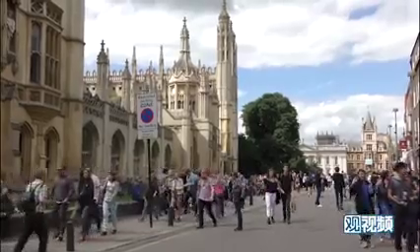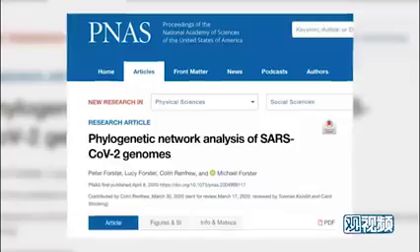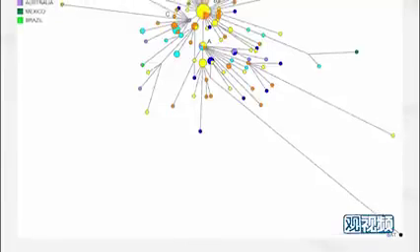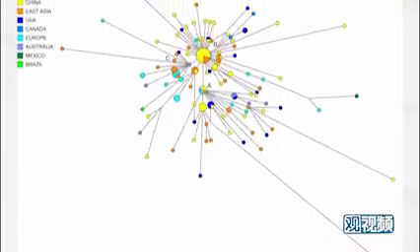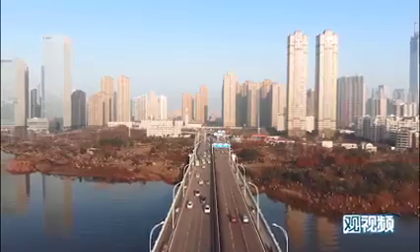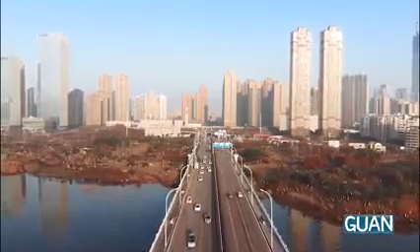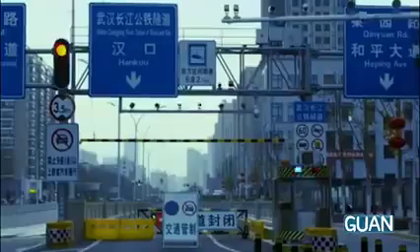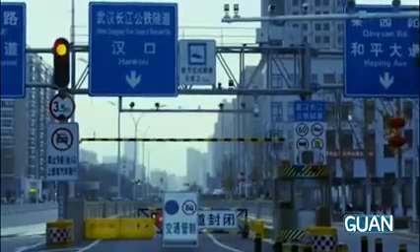On April 8th, researchers from the UK and Germany published a paper in the PNAS mapping the early evolutionary paths of COVID-19. Debates erupted over whether the findings suggest Wuhan, China may not be the origin of the outbreak.